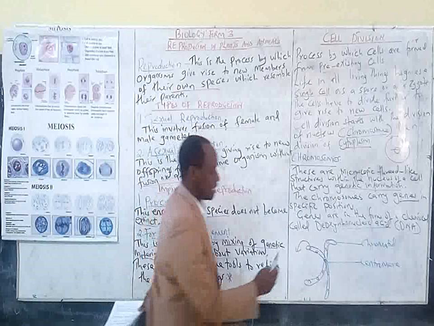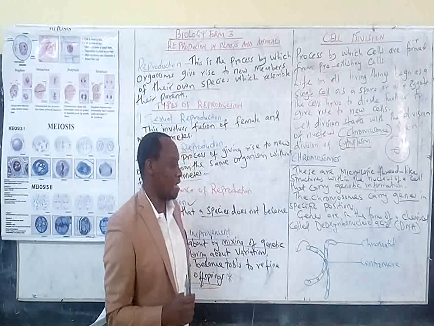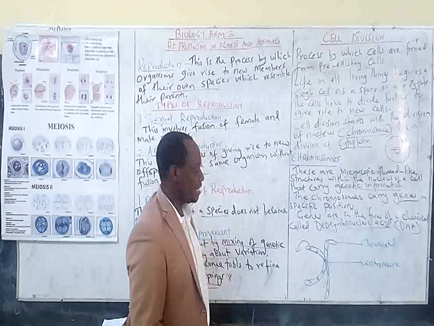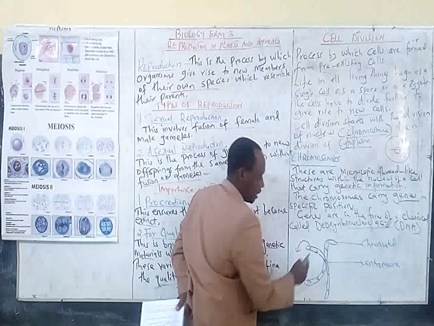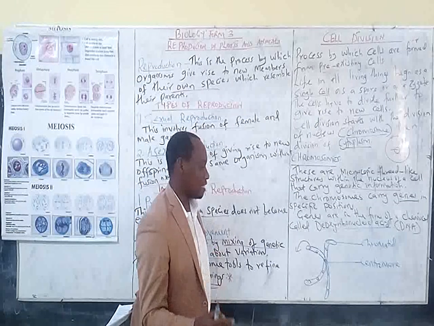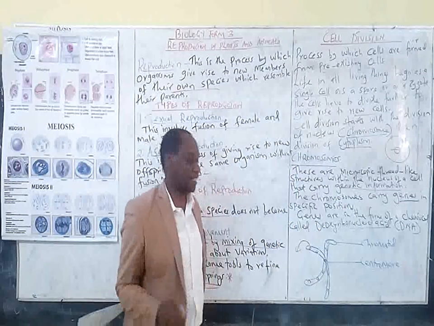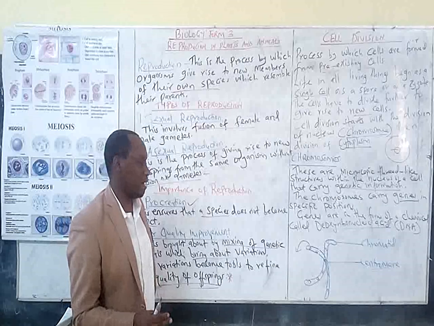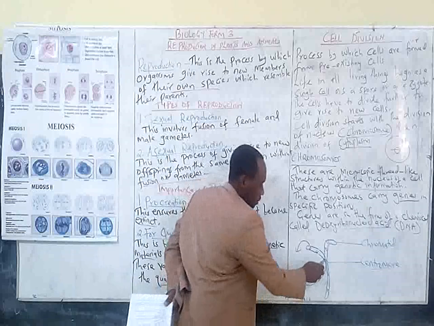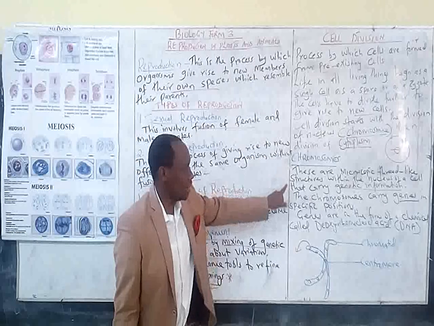So basically, this is an example of a chromosome. When a chromosome is looked at, it has two main parts, and these two parts are called sister chromatids. We have this one and this one here. They are referred to as sister chromatids, which are joined at the center, which is referred to as the centromere. So the two sister chromatids are joined by the centromere. So far we have talked about the structure of the chromosome.